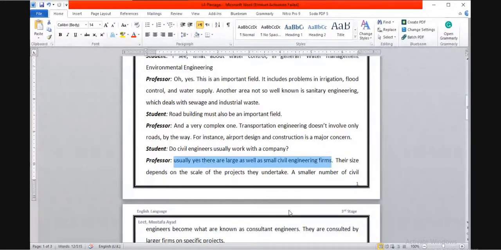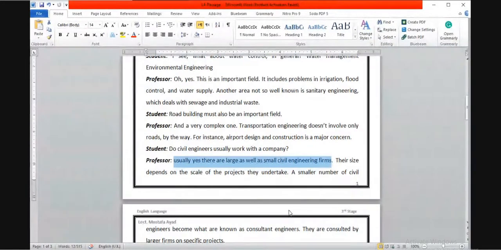Usually the civil engineer works with a company. Now, after graduation, you go and work with a company, or maybe you work on your own. Or you go and work with a company. I just would like to ask you, Mustafa, are there different sizes of companies or firms?